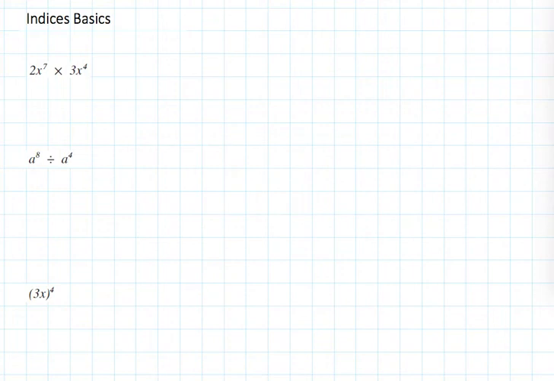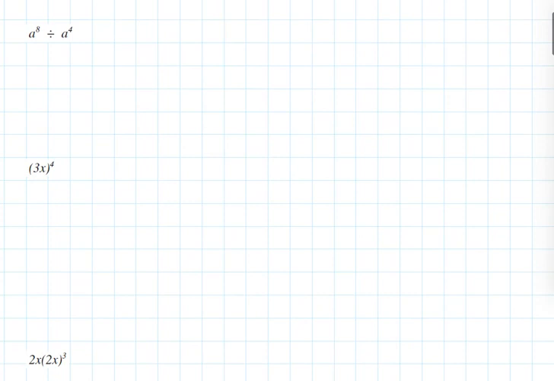So let's look at the first one. 2x to the power of 7 times 3x to the power of 4. This equals 2 times 3, which is 6. And then you've got x. Remember, whenever you're multiplying indices, the exponents become added together. So 7 plus 4, which becomes 6x to the power of 11.